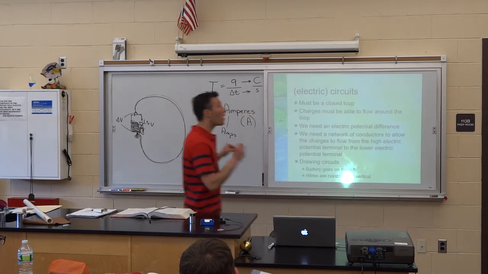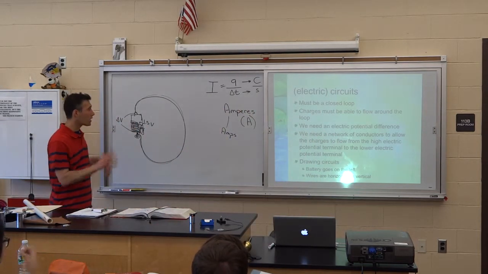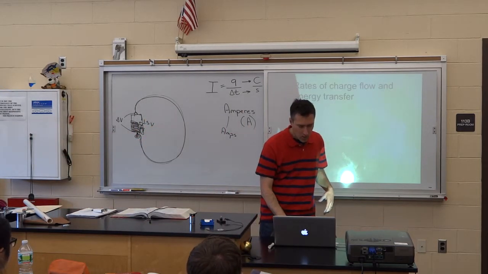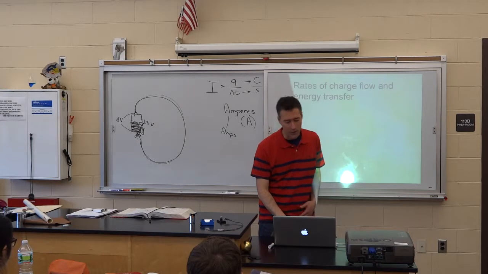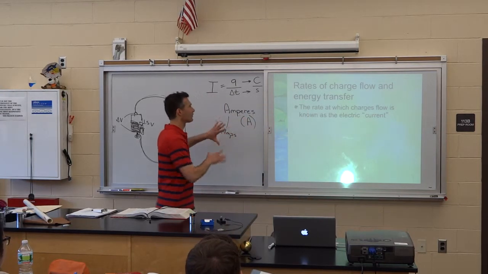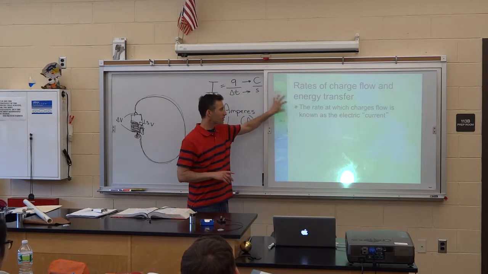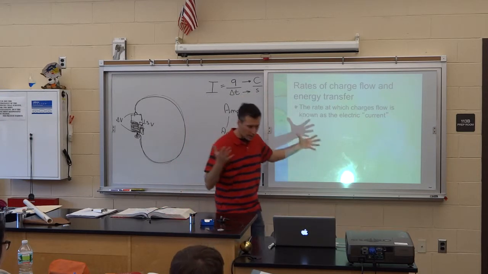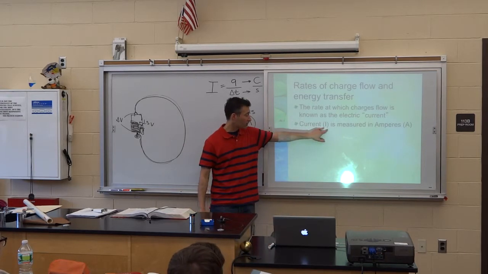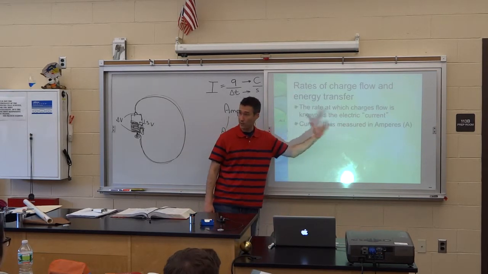Alright, so when we draw circuits, we're not going to get too in there, we're just going to skip this today actually. We are going to draw circuits, we're not going to do it today. So we already, and I think this is actually review for us as well, mentioned that the rate at which charges are flowing is called electric current. We did say that the symbol for current is a capital I, and the unit for it is the ampere.